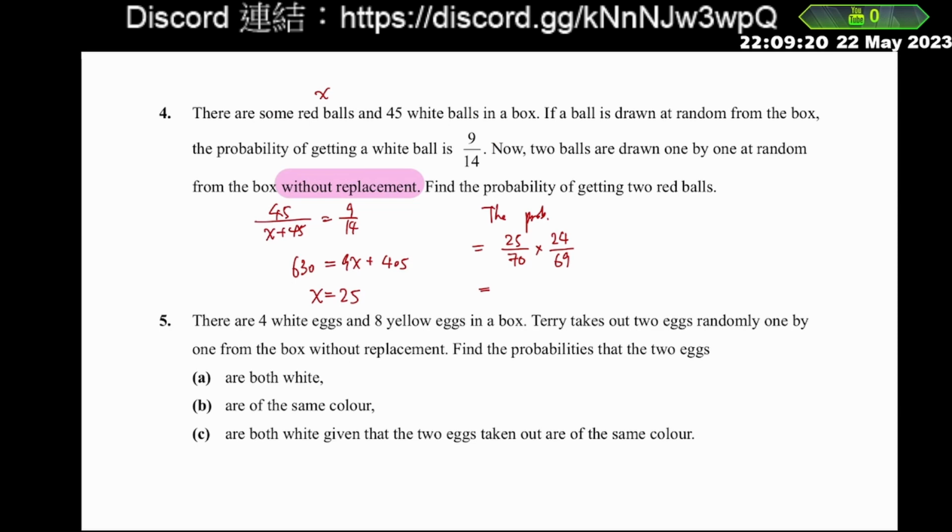Okay, I think I better really get a calculator. So the probability will be 25 over 70 times 24 over 69. Therefore, it is 20 over 161. Okay, so this is question 4.